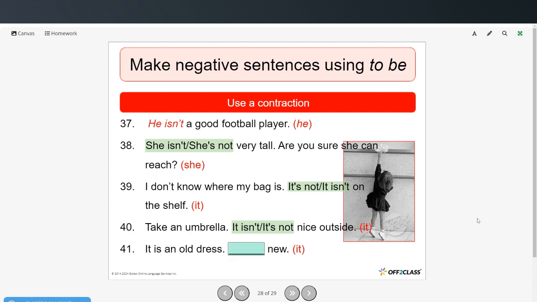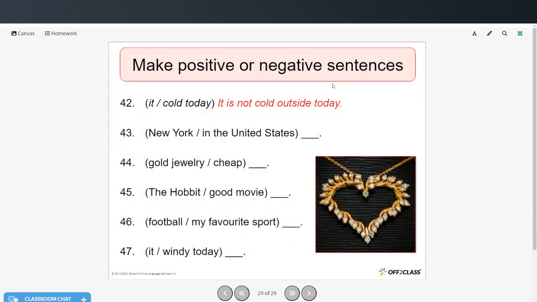This is an old dress. It isn't new, or it's not new. All right, now you can make either a positive or a negative sentence. Again, you can try these on your own and then restart when you're ready to check your answers.